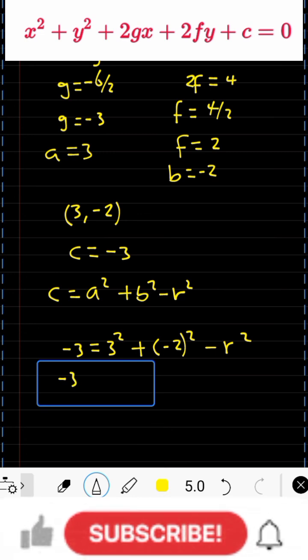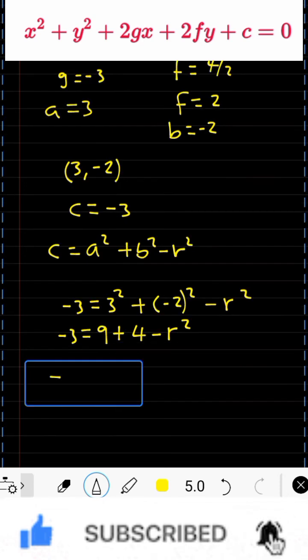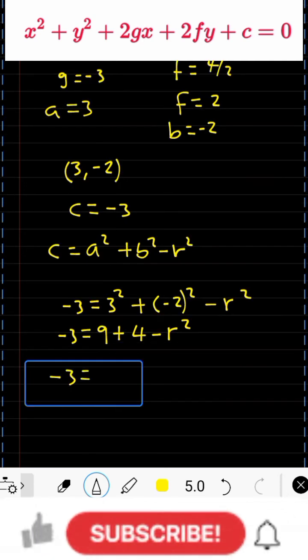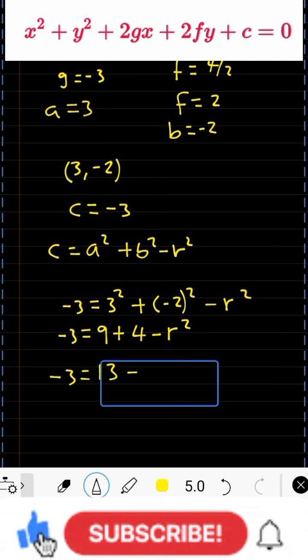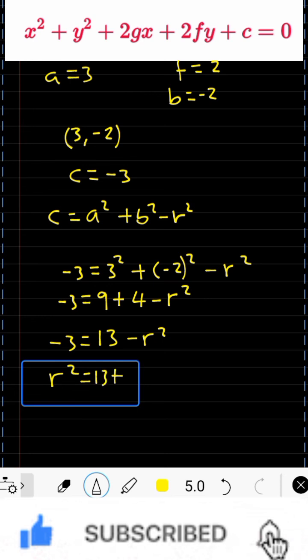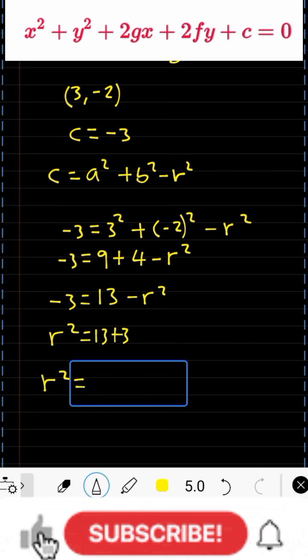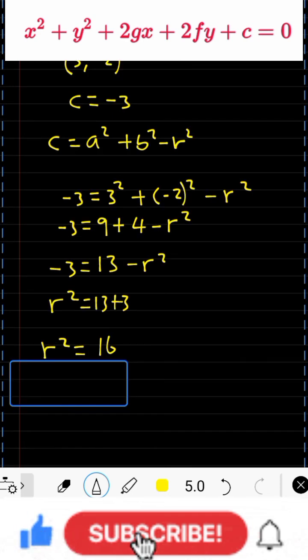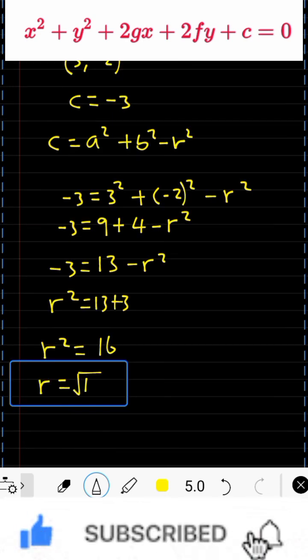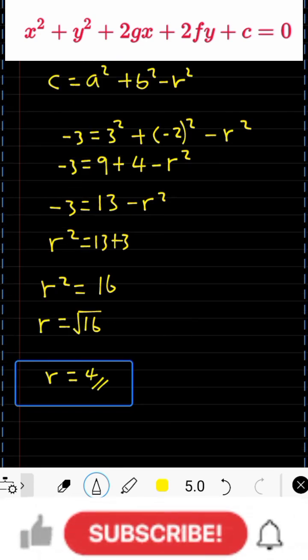So we have minus 3 is equal to 3 squared is 9, then plus minus 2 times minus 2 is 4, then minus r squared. So we have minus 3 is equal to 9 plus 4, we have 13, then minus r squared. So r squared will be equal to 13 plus 3. r squared is equal to 16. r will now be equal to square root of 16. r is equal to 4. So the radius of the circle is 4, while the center of the circle is (3, minus 2).